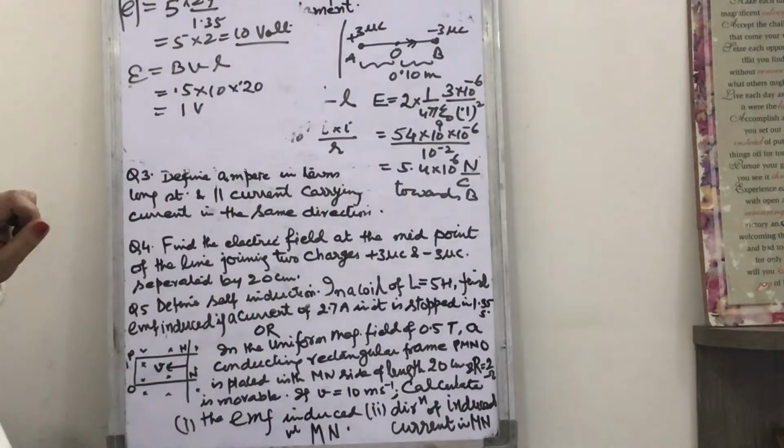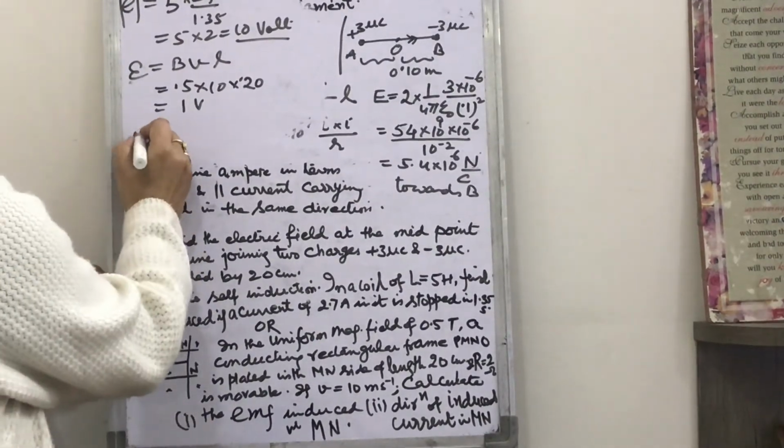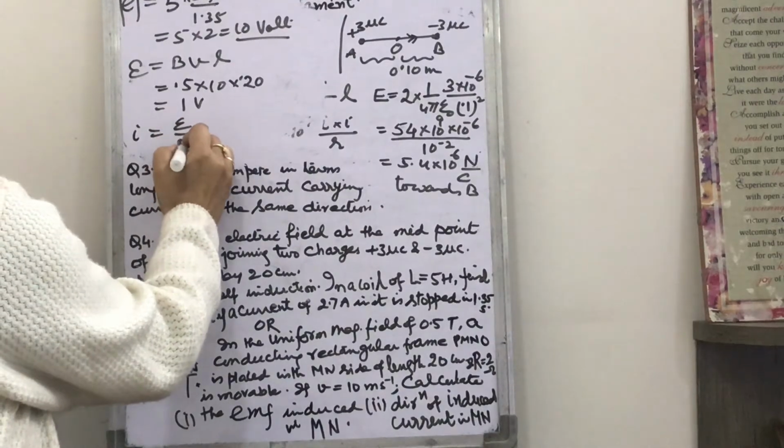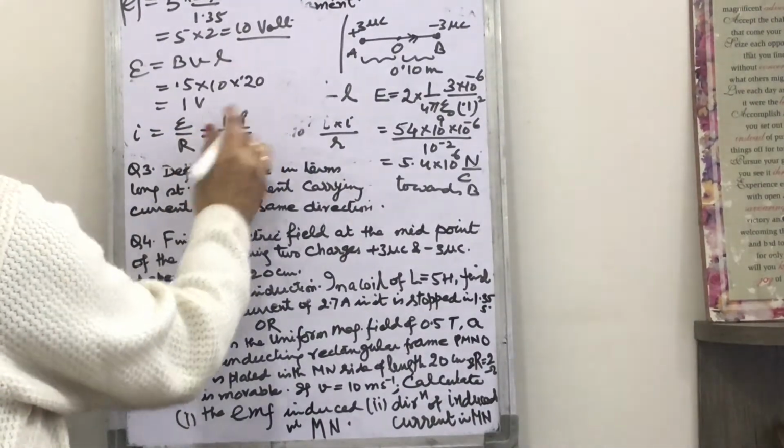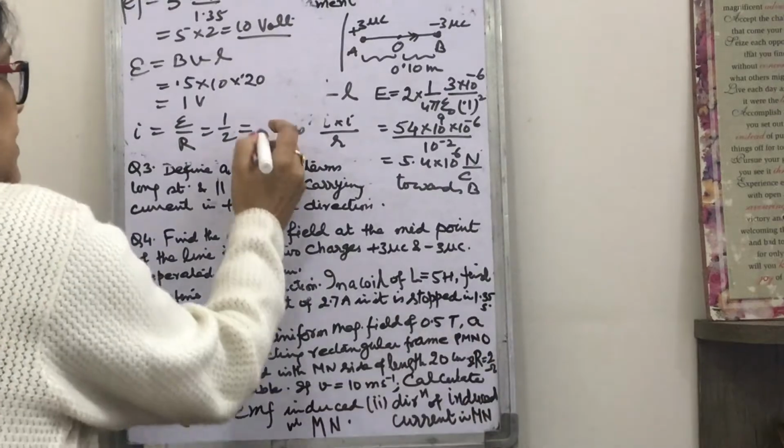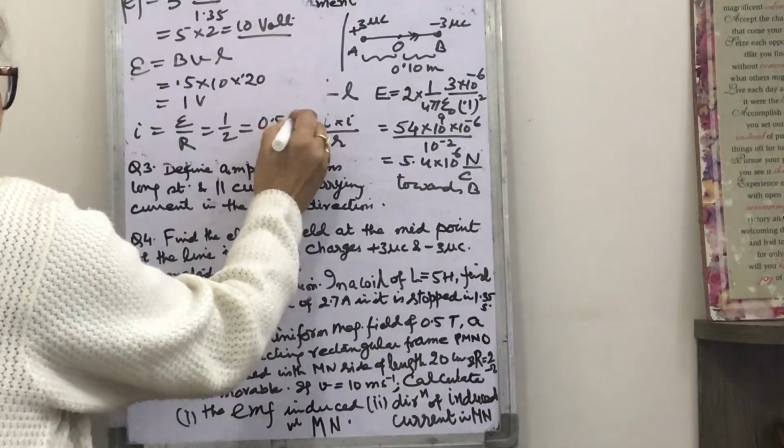What will be the current? You know, current will be EMF by R. Then this is 1 by 2, R is 2 ohm as given. Then this will be 0.5 ampere.